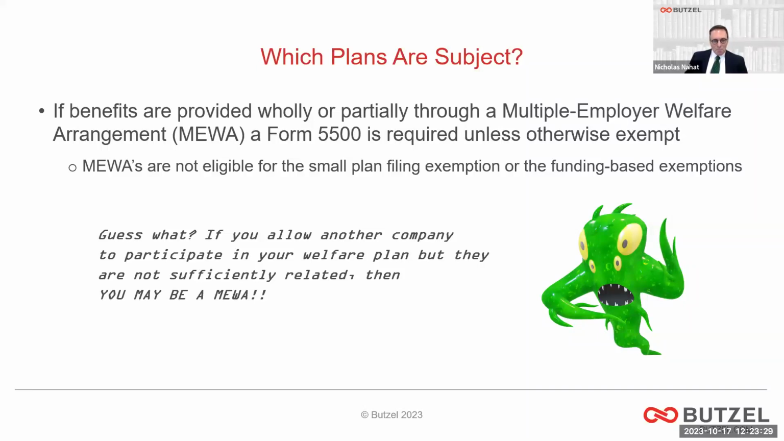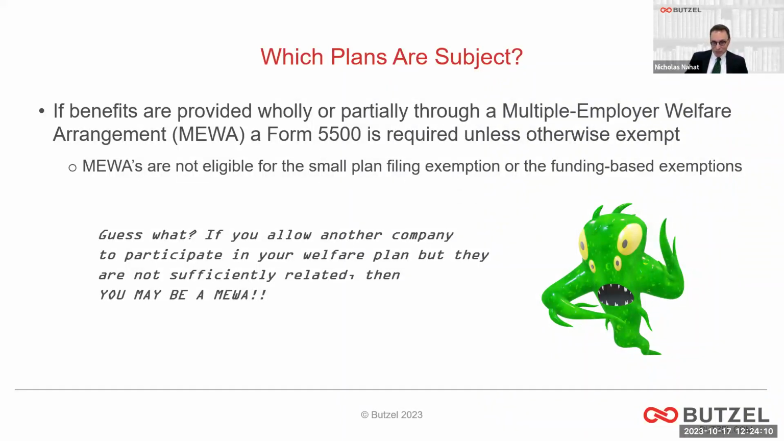Say mom owns two companies covered by the same healthcare plan. Well, there you're getting into the idea of a control group. The test is if there's identical ownership over 50%. Well, mom owns them all. Easy, same plan, not a problem. But then say she passes, leaving one company with say 60% to son A, and then another 60% of her other company to daughter B. Well, you might have now unrelated companies, and you may have stumbled into a MEWA.